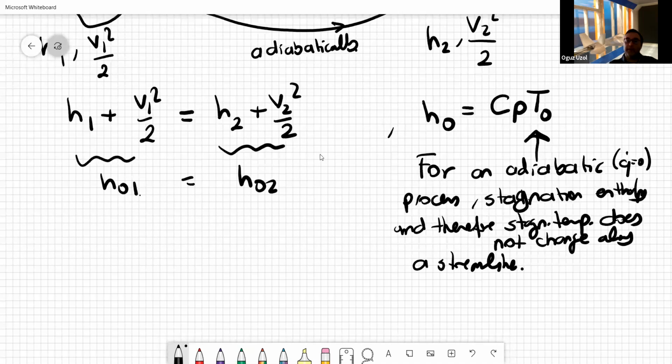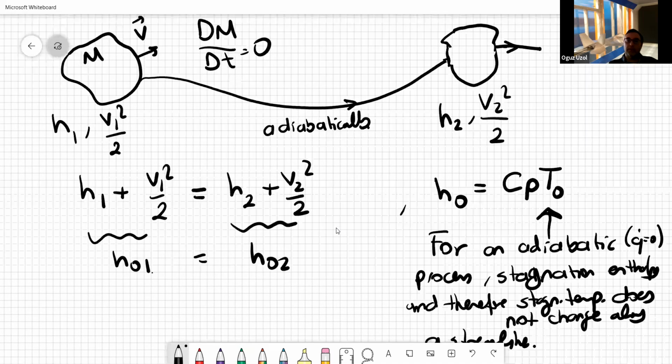So given a state of the fluid, meaning a pressure value P1, T1, velocity value V1, or it could be Mach number. We will see later that it's actually Mach number that is generally given. We can calculate the value of its stagnation enthalpy and stagnation temperature.